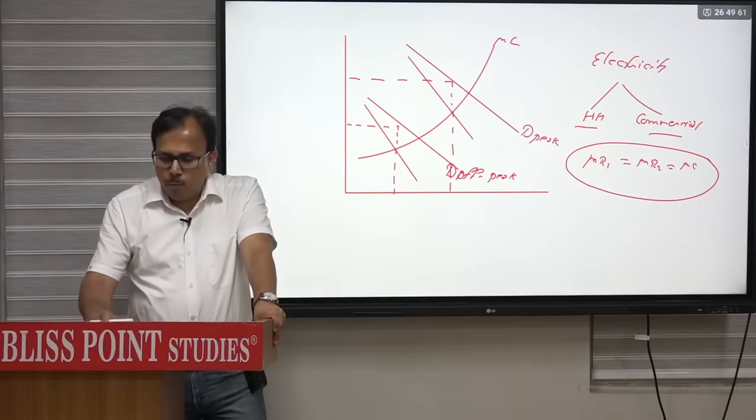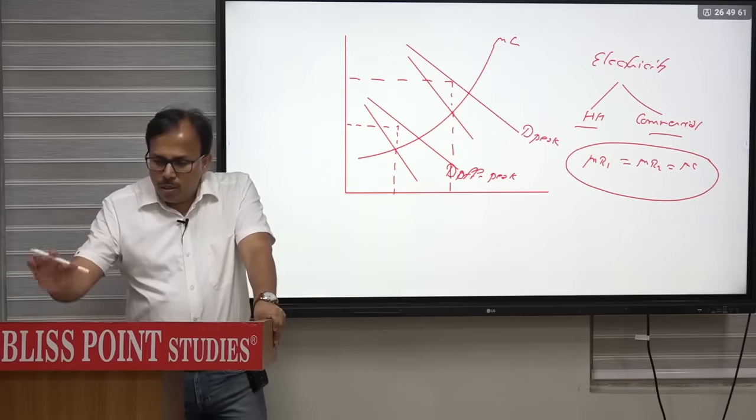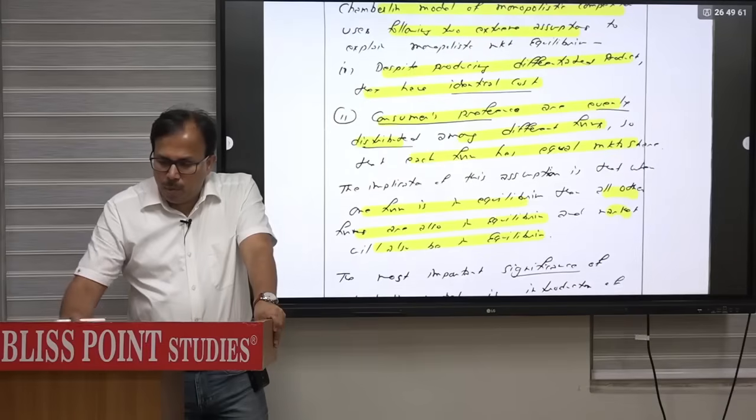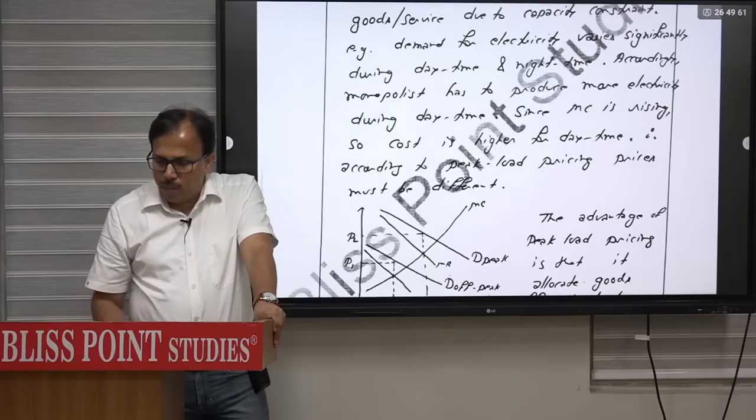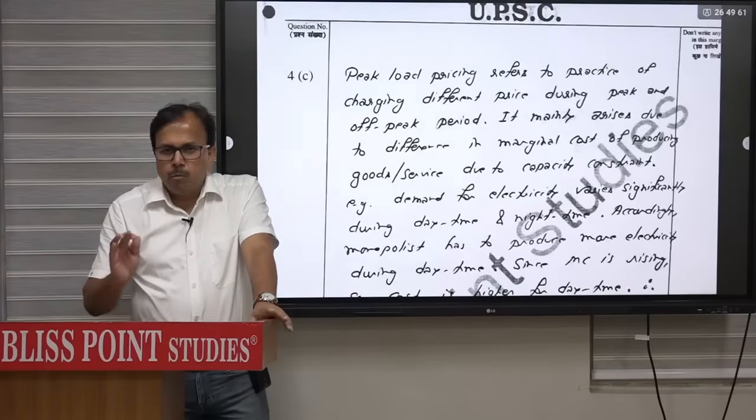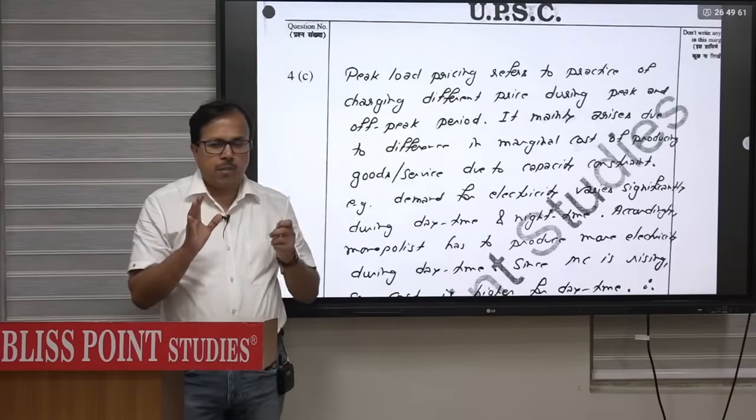So that point you have to highlight when you explain the peak load pricing concept. To explain the peak load pricing concept, you need to elaborate that part. So keep the presentation clear and know the exact definition.